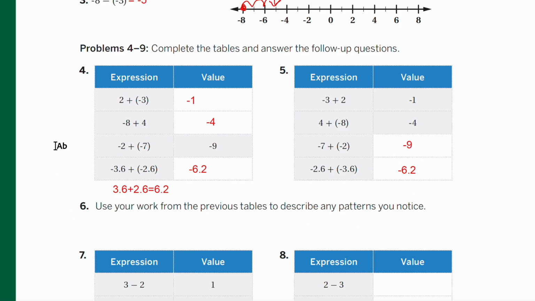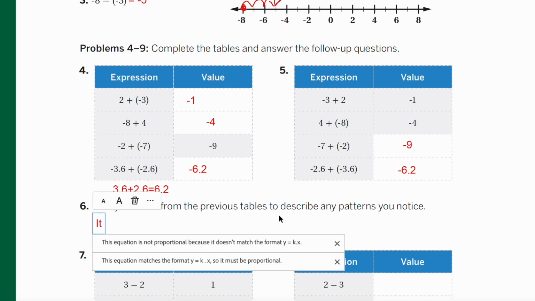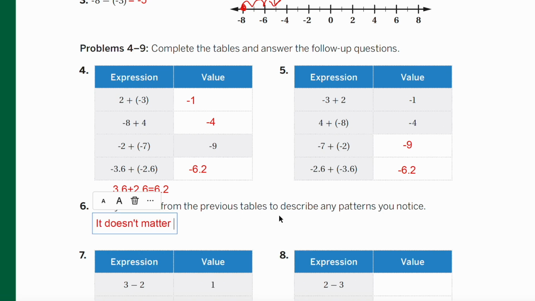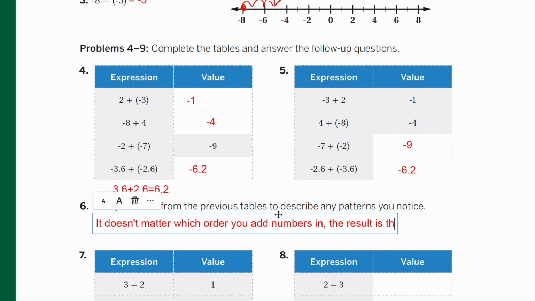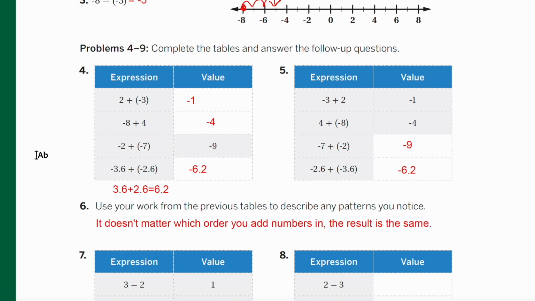Let's see. Use your work from previous tables to describe any patterns that you notice. Well, one of the patterns that we could say is that it doesn't matter which order you add numbers in, the result is the same. That is one thing that we can see from this table, since if we look at both tables, all of the numbers match up. So it doesn't matter which order we add them in, even if we have some negatives.